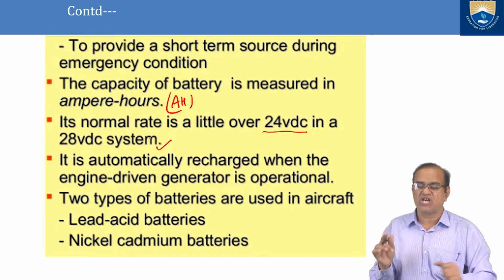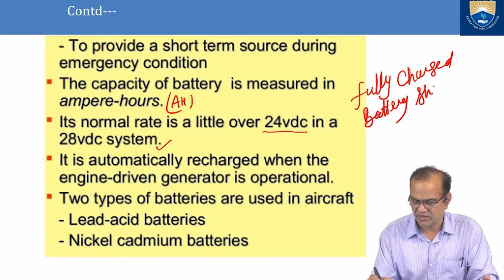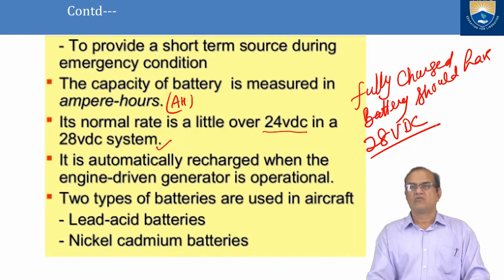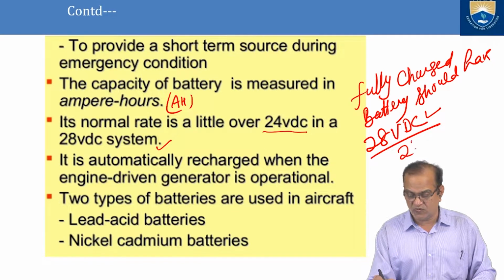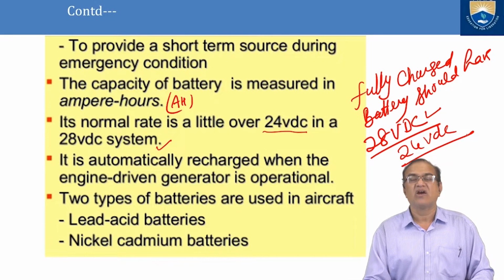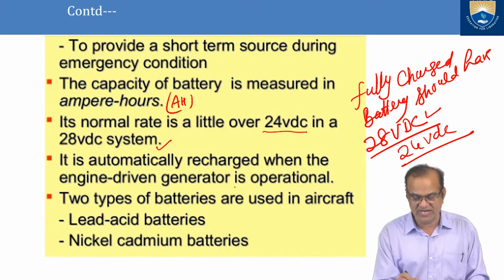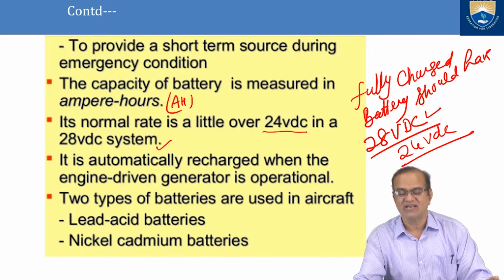When your battery is fully charged, a fully charged battery should have 28 volt DC. That is the requirement, but it can work up to 24 volt DC. It is automatically recharged when the engine driven generator is operational. So as and when your generators are operating, your batteries are charged.